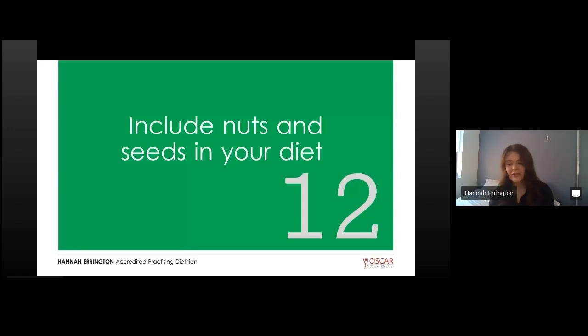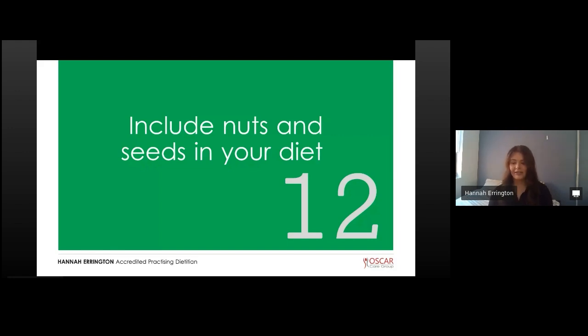Including nuts and seeds in your diet. When I talk about increasing plant-based foods in the diet, a lot of people forget about nuts and seeds and how easy they can be to include. So these foods contain fiber, which we know is great for the gut, but they also contain healthy fats, which can help reduce inflammation in the gut if that's something that you're struggling with. A small handful of nuts each day or a couple of tablespoons of seeds is plenty to provide the body with the valuable nutrients that you need.